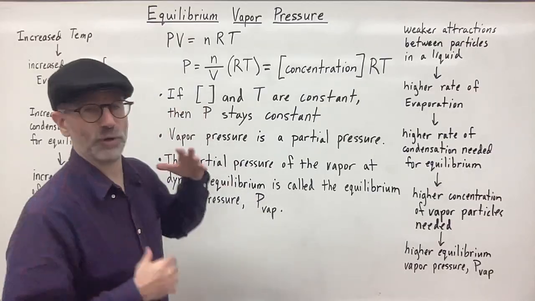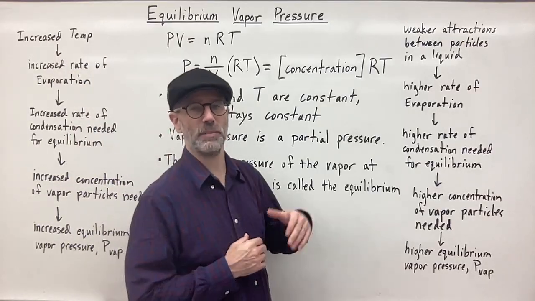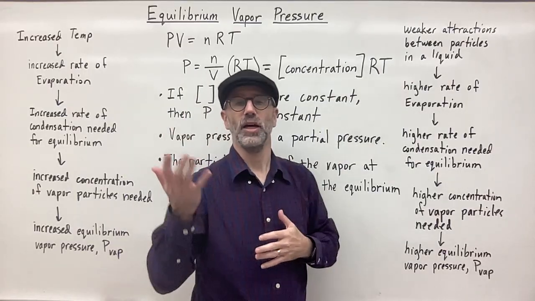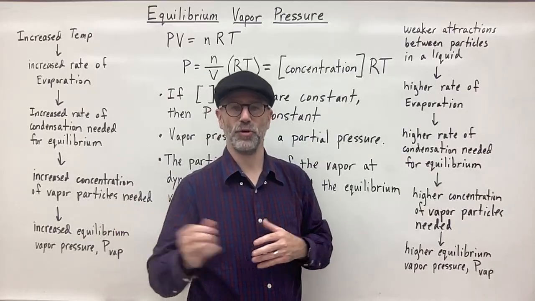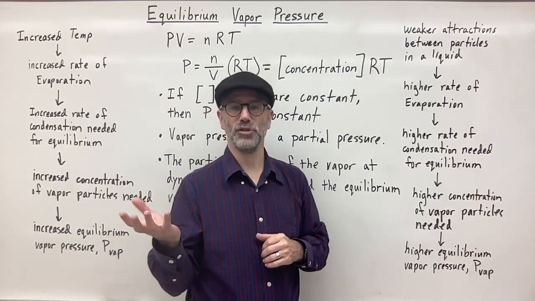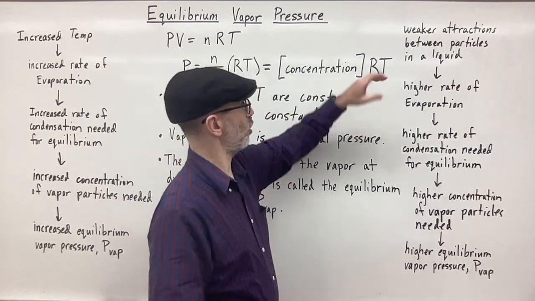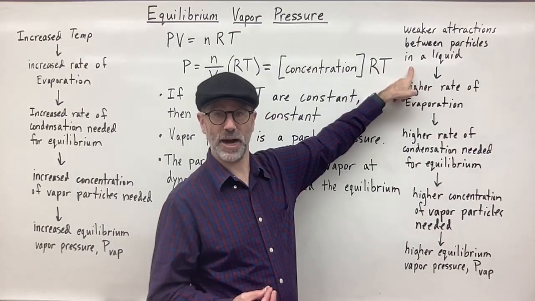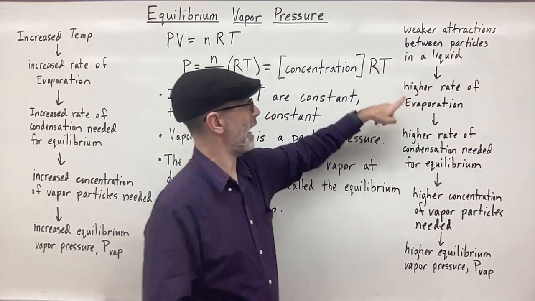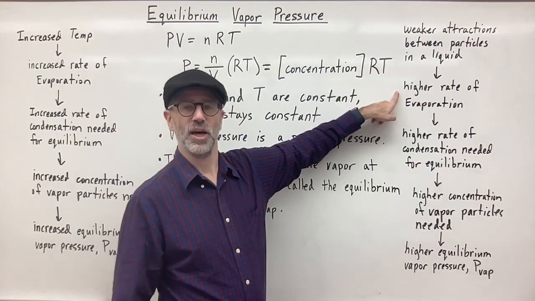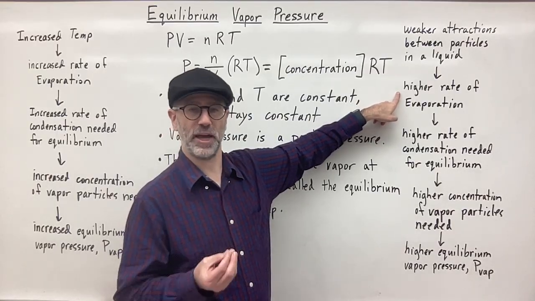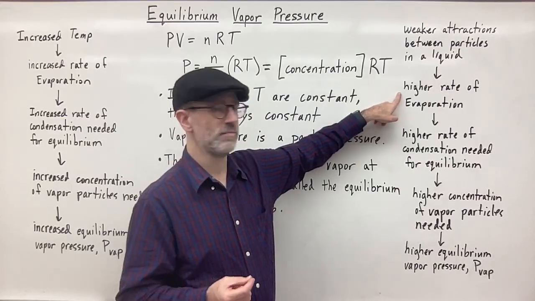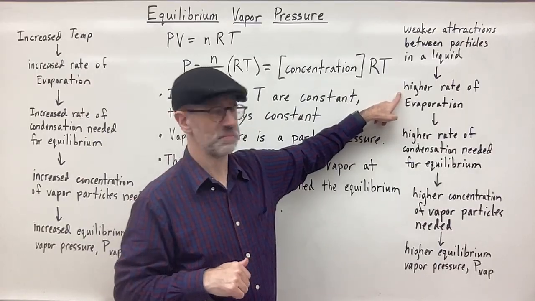So here's a couple of flow charts I've got on the board. Let's talk about weaker attractions. If we're comparing acetone or nail polish remover with water, the nail polish remover has weaker attractive forces. So if you have weaker attractions between particles in a liquid, that's going to lead to a higher rate of evaporation. The particles are going to go into the vapor phase more quickly and easily because they can escape the weaker forces at the surface of the liquid.